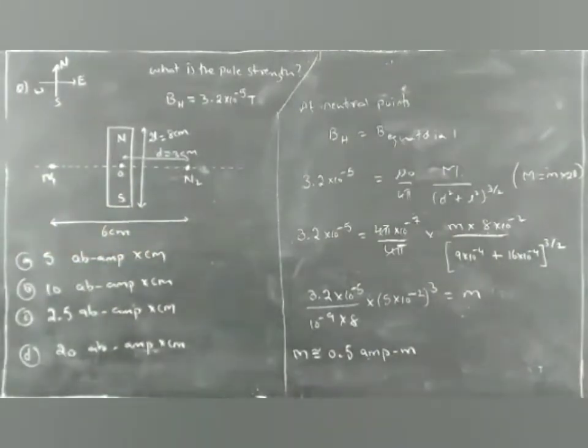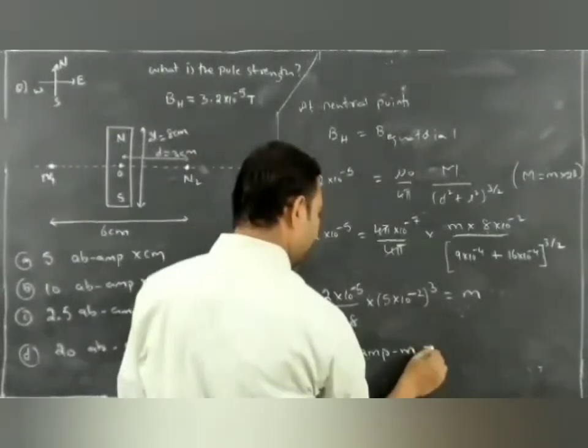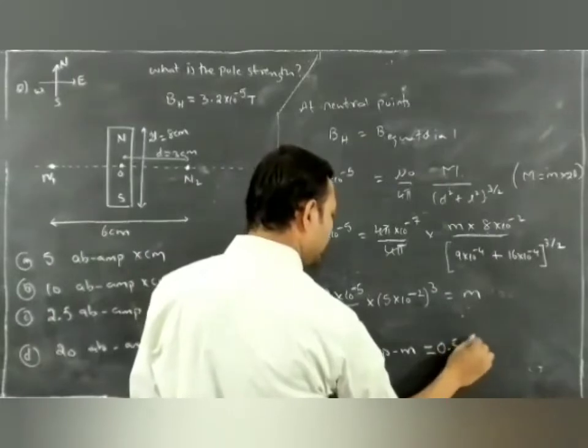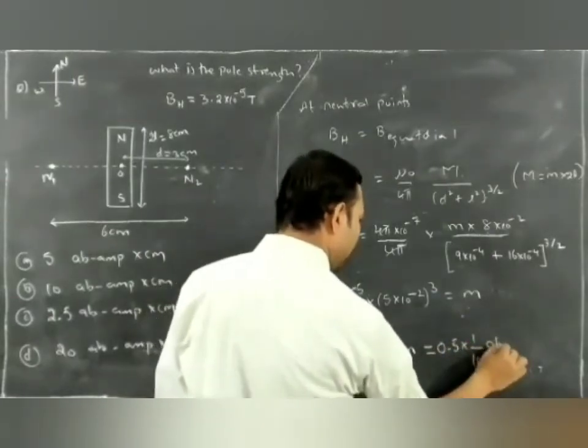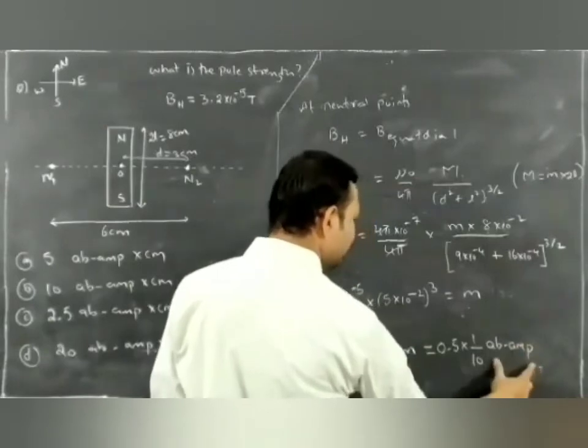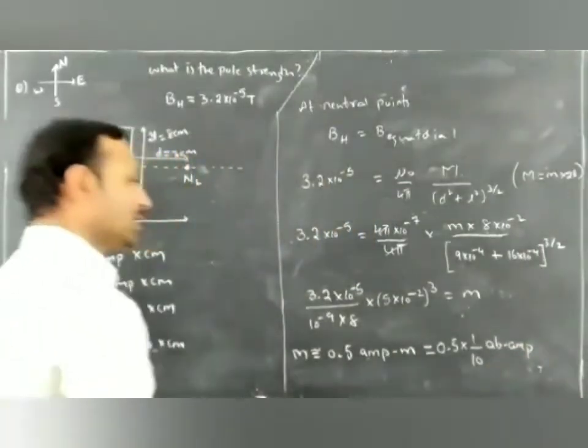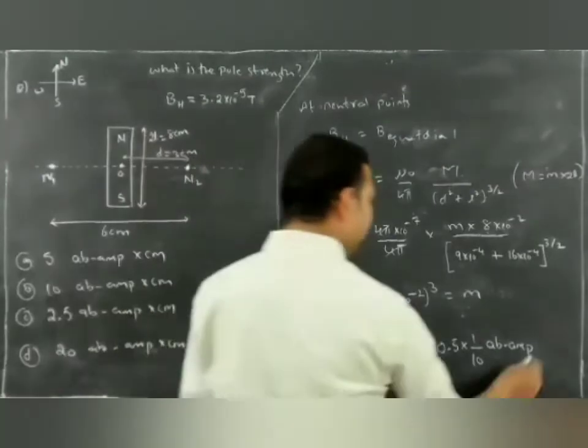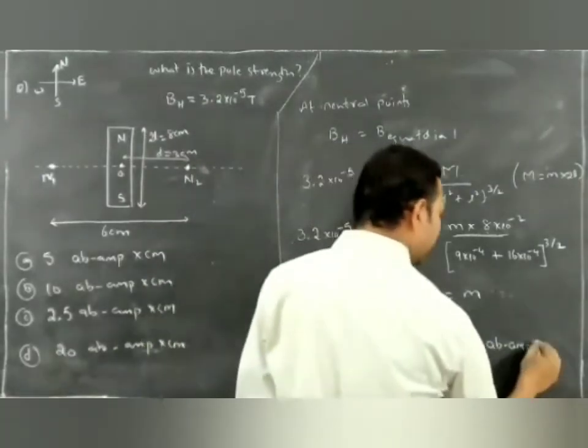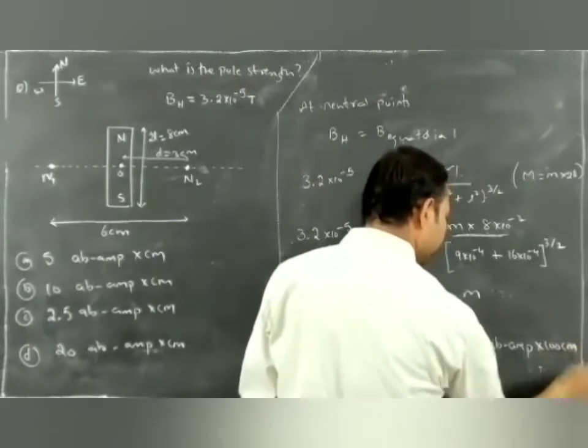But the options are given in CGS units. Okay, now here 1 ampere is equal to 1 by 10 ab ampere. So therefore it is equal to 0.5 into 1 by 10 ab ampere. This is the CGS unit for the ampere. Now we have to convert meter into centimeter, so into 100 centimeter.